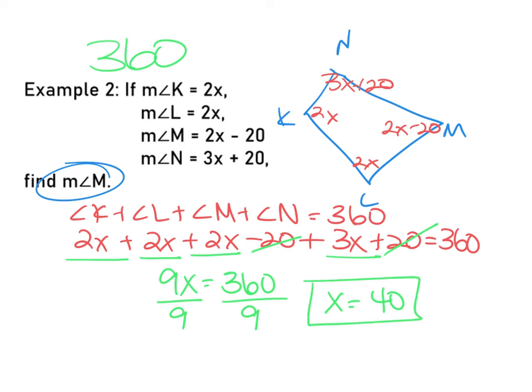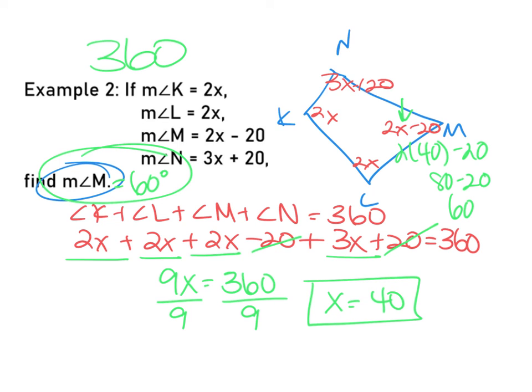Okay, so that's part 1. I'm not done because it wants me to find the measure of M. So I have to plug that in over here. So 2 times 40 minus 20. 2 times 40 is 80. So that would be 60 degrees. So the measure of angle M is 60 degrees. Okay, so step 1, use that magic number of 360 to find x, and then use x to find the missing angle. Okay, so we will look at some more examples of this. I know everything on here was kind of quick, but we will do some more in class together. So stay tuned.